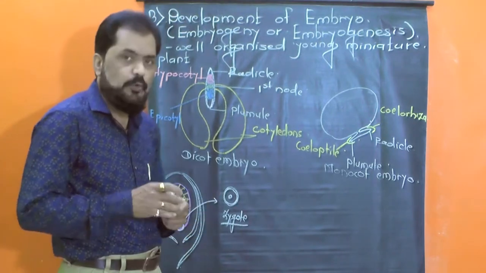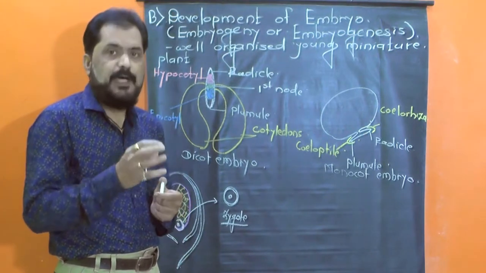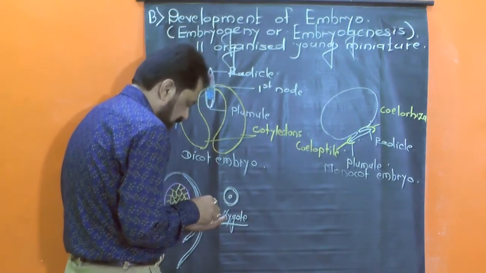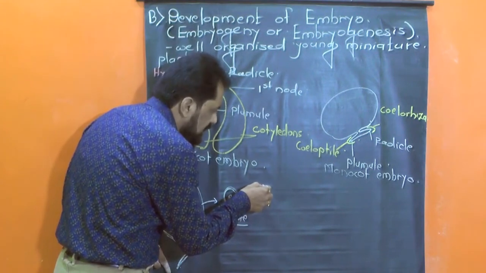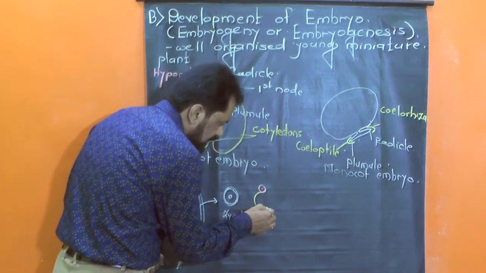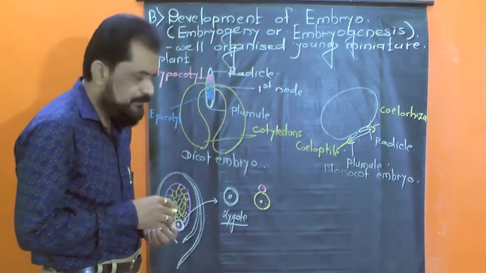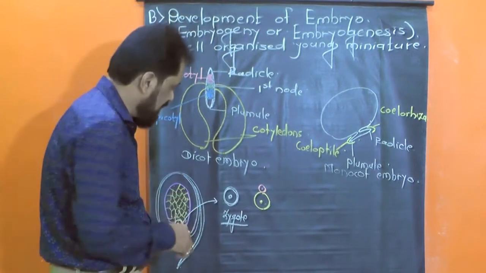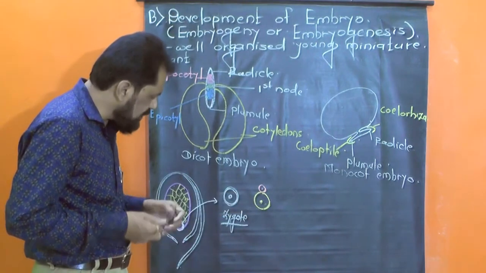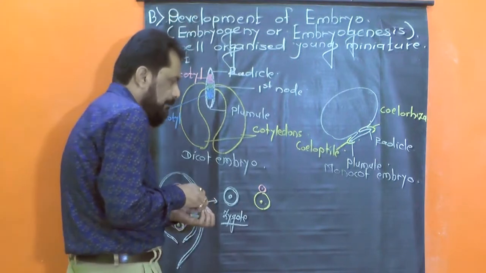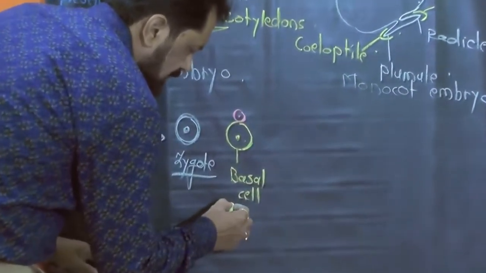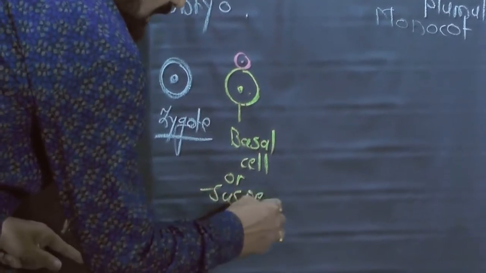I said that the zygote divides mitotically, that is by mitosis, unequally and transversely to form two unequal cells. One is a smaller cell and another a larger cell. The larger cell which lies towards the micropyle, you must have proper understanding, is known as the basal cell, or it may be known as the suspensor cell.